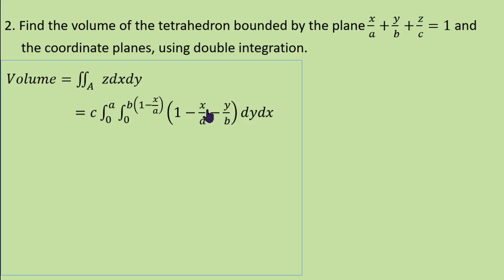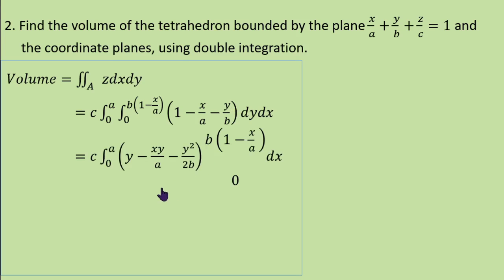Now, integrate this first with respect to y. Since 1 minus x by a is constant, its integral is 1 minus x by a into y minus y square by 2b. The limit of y is from 0 to b into 1 minus x by a. Here, by taking y outside, 1 minus x by a into y, that is b into 1 minus x by a, minus b into 1 minus x by a whole square by 2b.